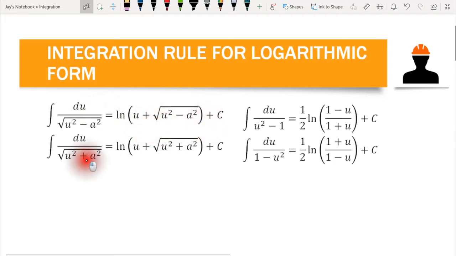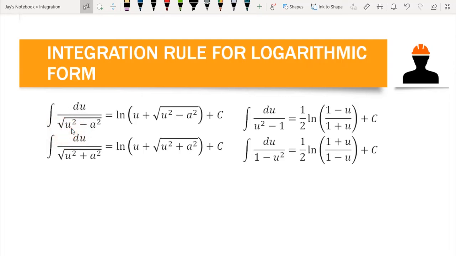Now, if you have the integration of du over the square root of u squared plus a squared, that is the natural logarithm of u plus square root of u squared plus a squared. So the only difference here is that if we have positive, then we have negative here, but still our u is in the first term, then we can apply this function. Unlike in the inverse trigonometric function, our a squared is at the first term, correct? But in logarithmic form, our u squared is in the first term.